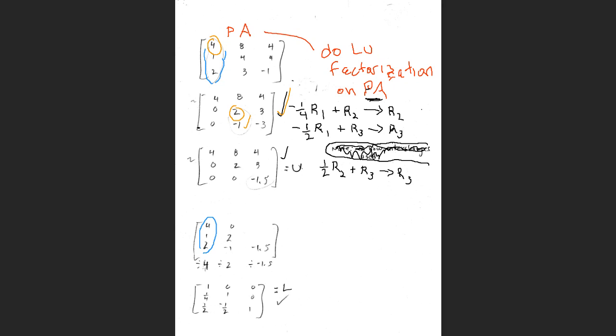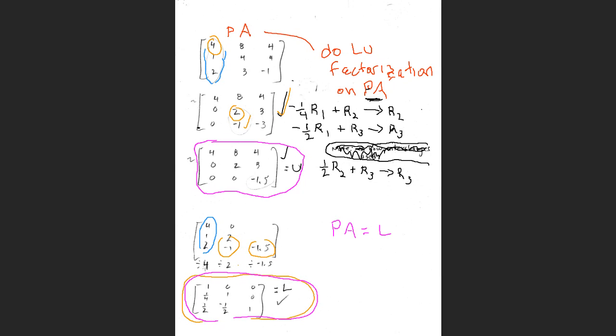Here's that 2, -1. Divided by 2, here's the -1.5, divided by -1.5. And now, here is our matrix L, the lower unit triangular matrix L. And we have the upper, or the echelon form matrix U. So this means then that P times A equals L times U.